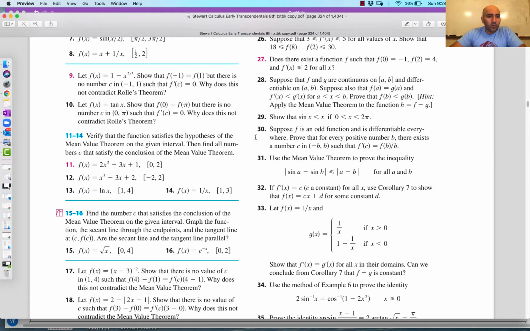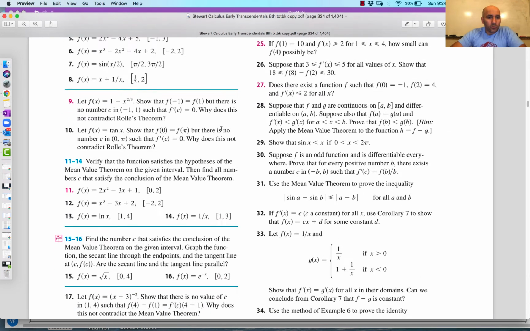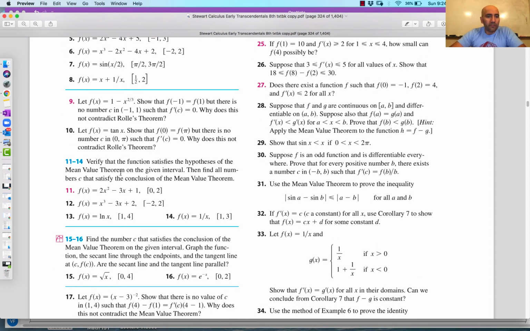All right, let's try a couple more. We worked with Rolle's theorem. Let's work with the mean value theorem. How about something like number 12? Verify that the function satisfies the hypotheses of the mean value theorem on the given interval. Then find the numbers C that satisfy the conclusions of the mean value theorem. Okay, so let's work on number 12.